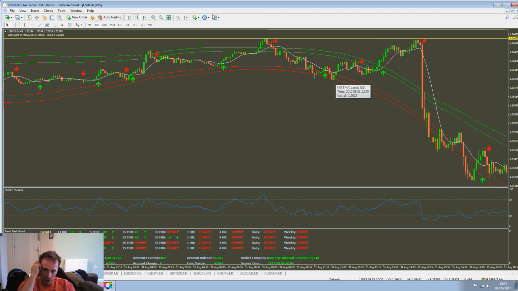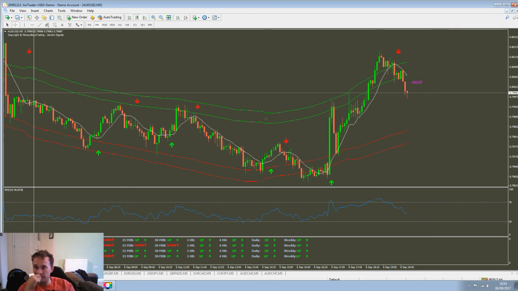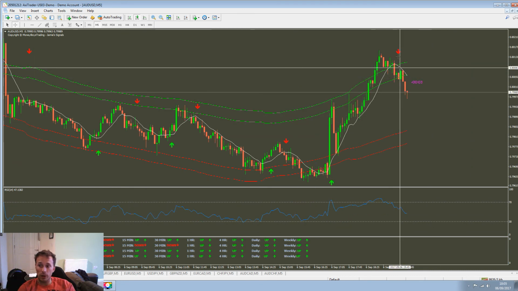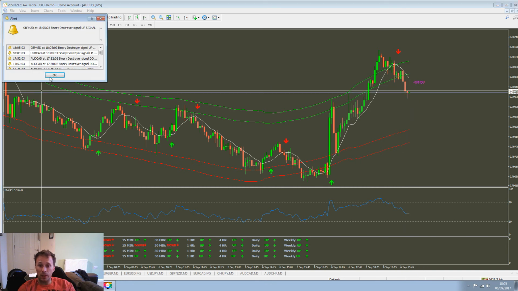I would love to actually take some live trades. Signals appeared just here, but I wouldn't take that because look at that massive candle. For that reason I'm not going to take that. What were we looking at? AUD USD. Look at that signal hour there. Massive drop. That there would have been a good trade.